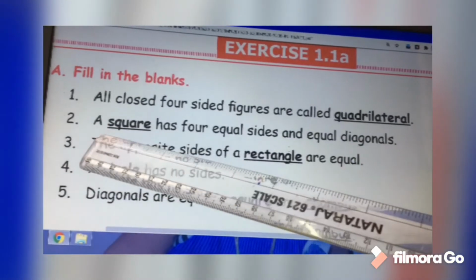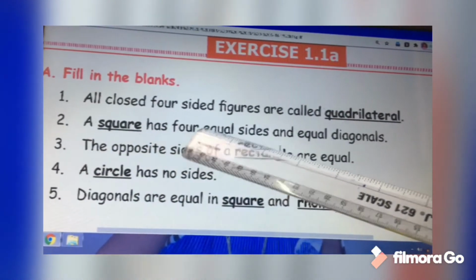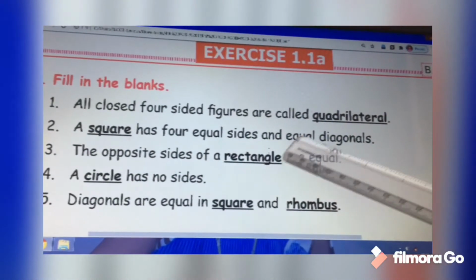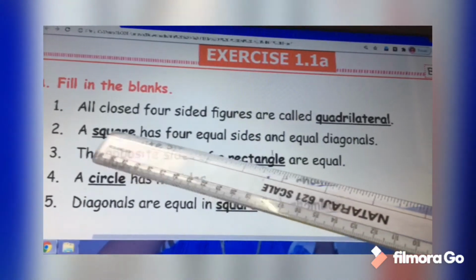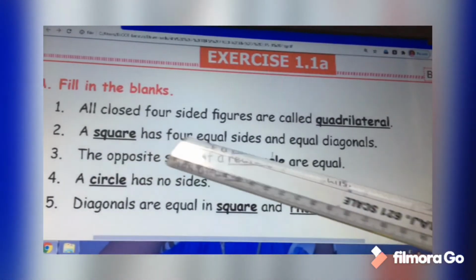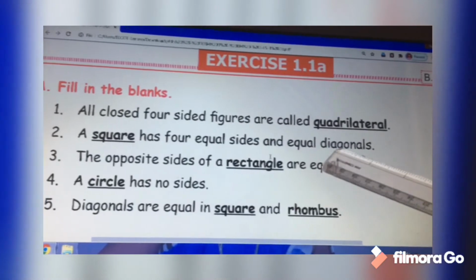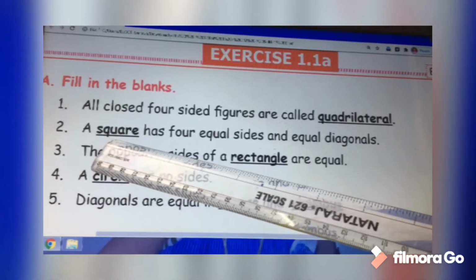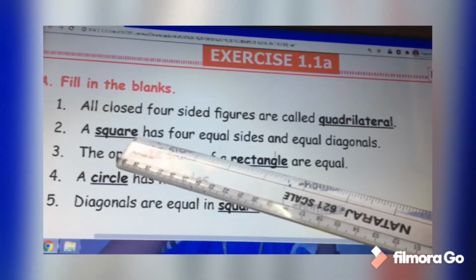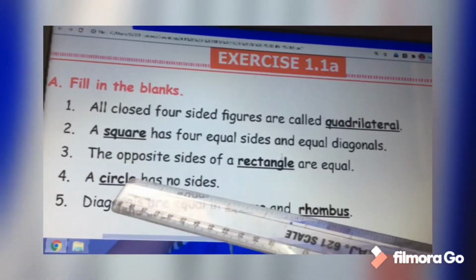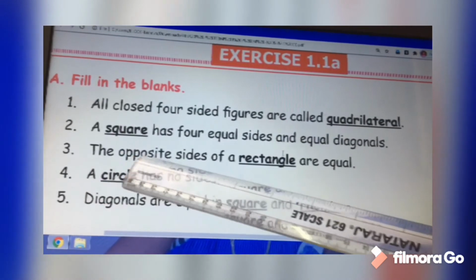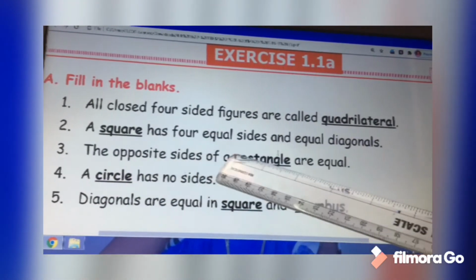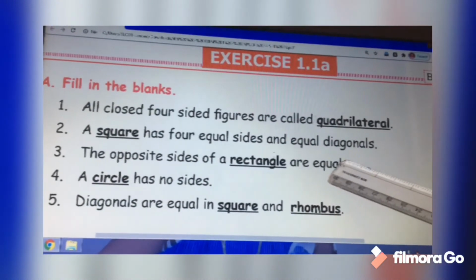Then second question. A dash has 4 equal sides and equal diagonals. Yes, square only. A square has 4 equal sides and equal diagonals. Say the square spelling. S-Q-U-A-R-E. Square.